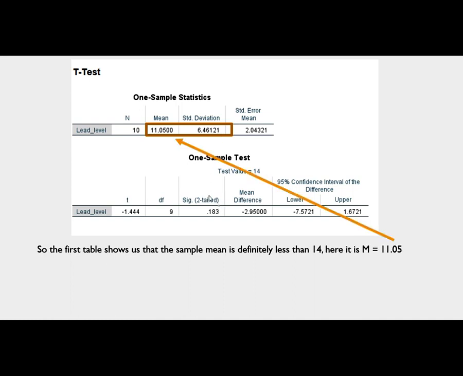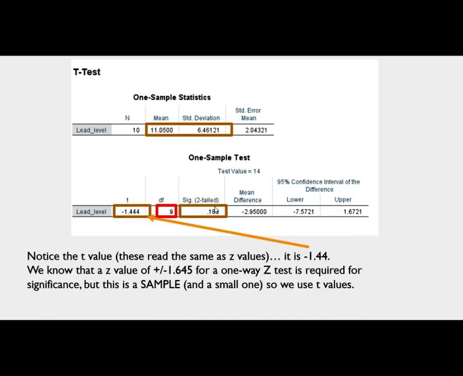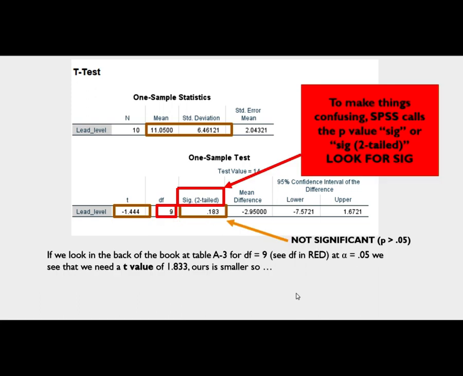And then we look, so our mean is 11.05. Our t-value is negative 1.44. These read the same as z-values. We know that a z-value of plus or minus 1.645 for a one-tailed z-test is required. But this is a sample, and a small one, so we would use the t-values, but we don't have to. We're just going to look at the p-value. Our degrees of freedom is 9 because our sample size was 10. You take away 1 for the degrees of freedom.